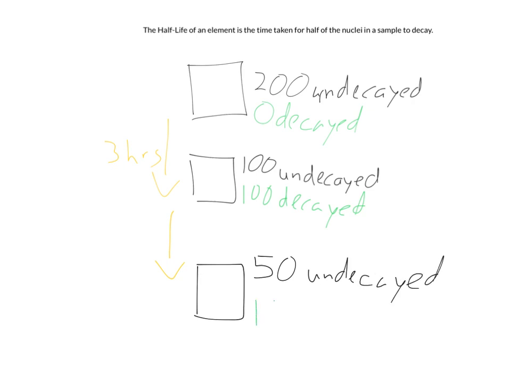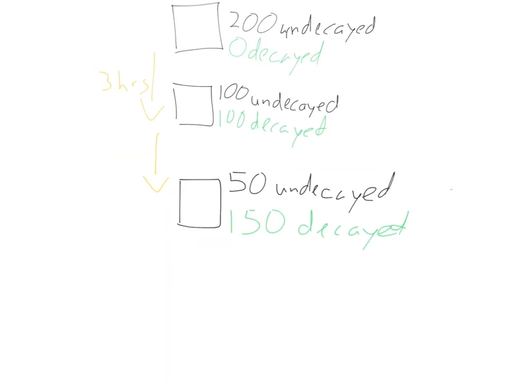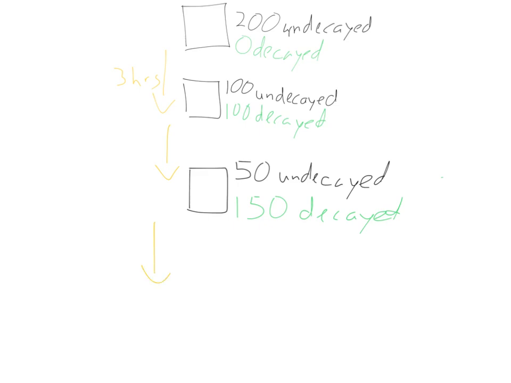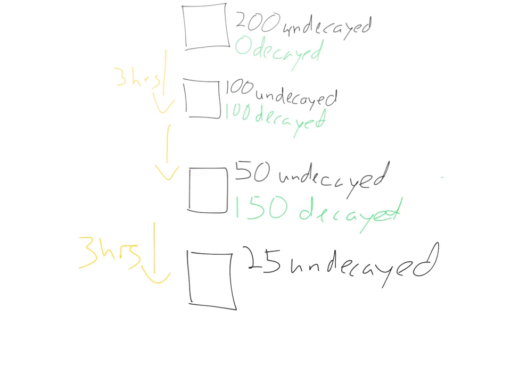That would mean 150 would have decayed now at this point. And we'll look at one more iteration of this, but we could keep going forever. If we waited another 3 hours, then 25 of these would be left undecayed, because half of those 50 would be decayed now. So 175 would now be decayed.